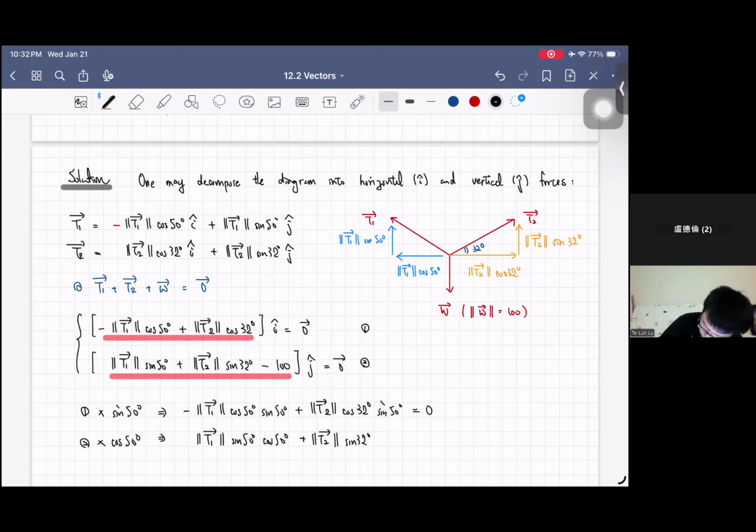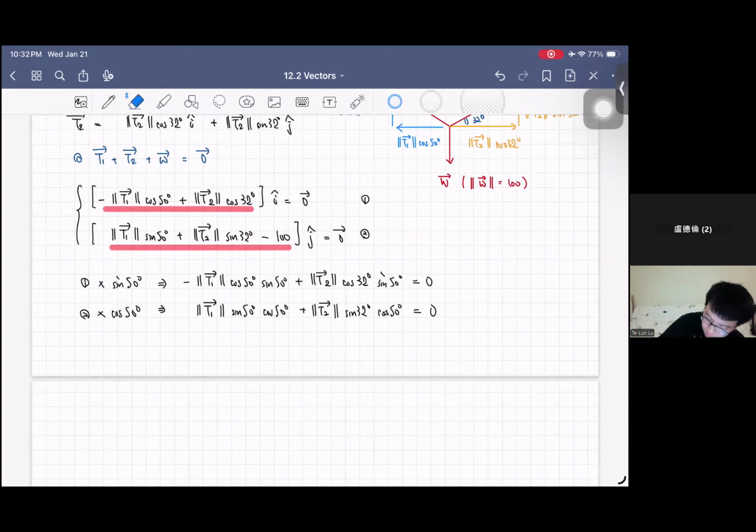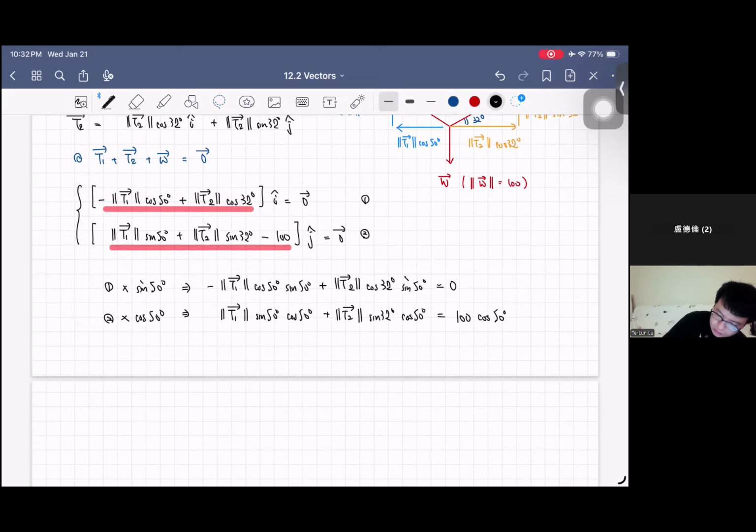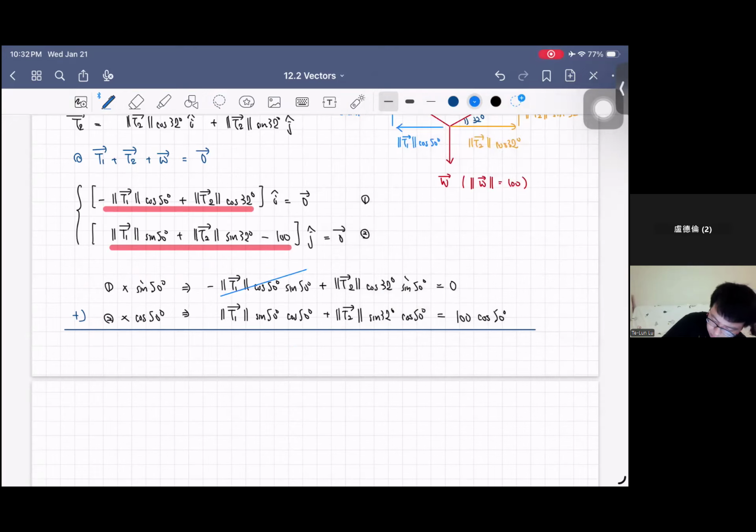Okay, so we get cosine 50 equals 0. Let me go downward. Oh, I forgot the 100 term here. So 100 cosine 50. Okay. How is this useful? So the idea of doing that is that we can cancel out one of the terms. And in this particular case, the term that we can cancel out is this T1. Okay. And for T2, we have this big coefficient.